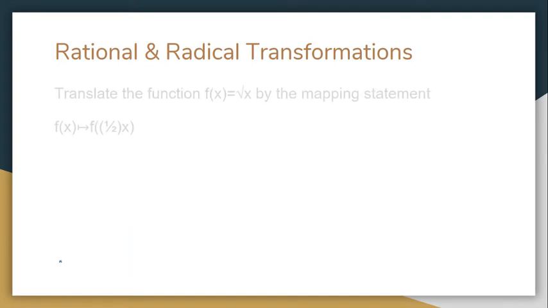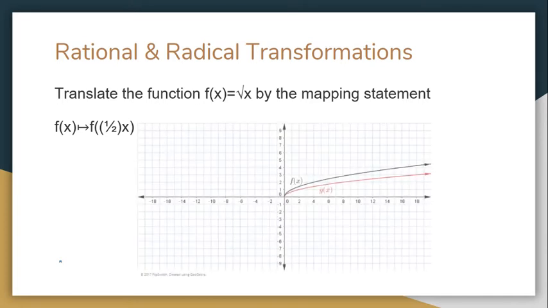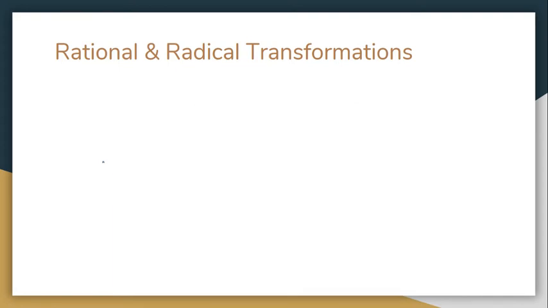Okay, let's see another one. Translate the function f of x equals the square root of x by the mapping statement f of x goes to f of 1/2 x. So now instead of having a number multiplied out in front, we now have it multiplied on the inside. If we look at our function, it starts in the same place, but it's now closer to the x-axis. When it's less than 1, you're closer to the x-axis. When it's greater than 1, you're farther from the x-axis when it's inside the parentheses and being multiplied by x. Okay?